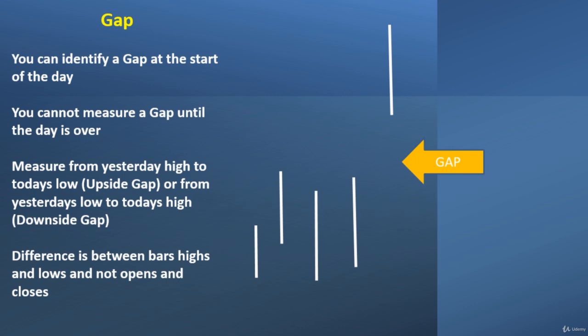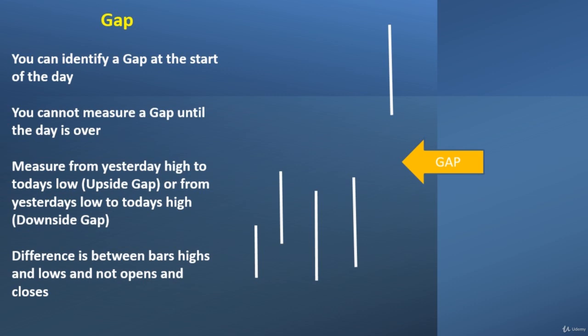And so you're measuring from yesterday's high to today's low. That would be an example of an upside gap. There's a space between yesterday's high and today's low. Or from yesterday's low to today's high, where there would be a downside gap. So gaps can be either going upward or going downward. And the difference is between, again, the bars' highs and lows, not the opens and closes. So when you're looking at gaps, you're really looking at that trading range of highs and lows.